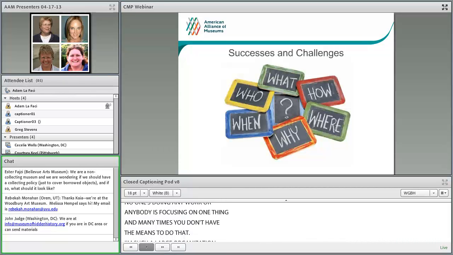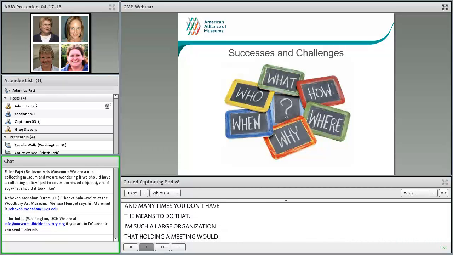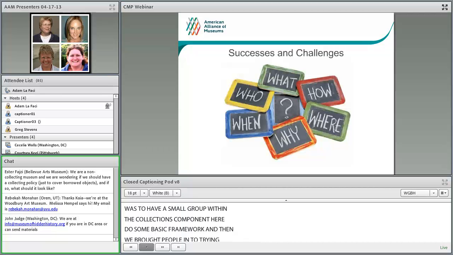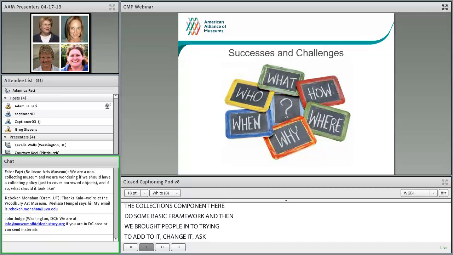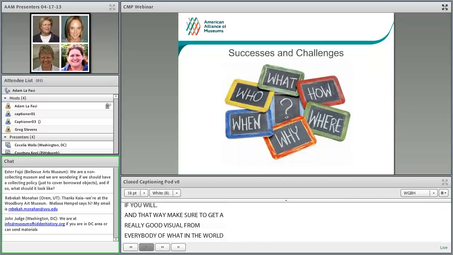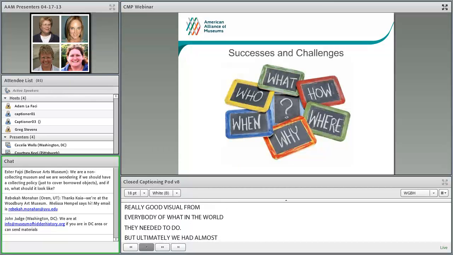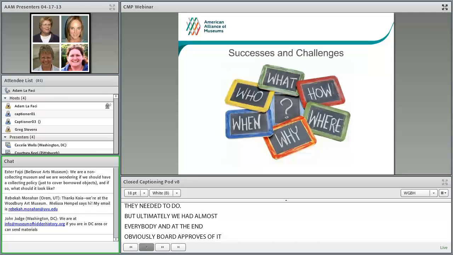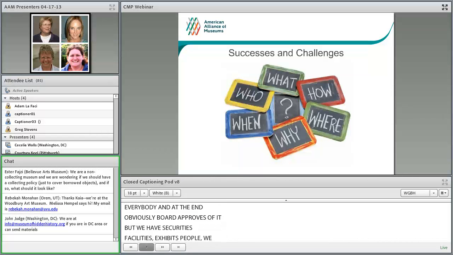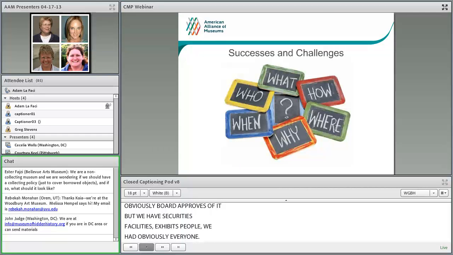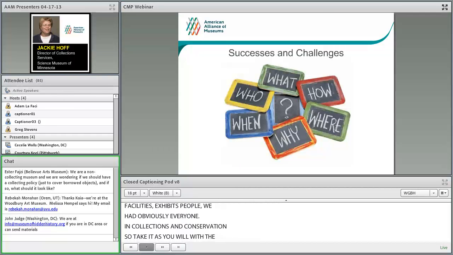So one of the things we did when we first started developing the policy was to have a very small group within the collections component here do some basic framework, and then we brought people in to add to it, change it, ask questions about it, and then we continued to add people as needed. That way we made sure to get a really good visual from everybody of what they needed to do. But ultimately, we had almost everybody, and at the end, obviously the board approves it, but we had securities, facilities, exhibits people. We had obviously everyone in collections and conservation. So take it as you will with the number of people that you have, but don't make it so onerous you get nothing done.